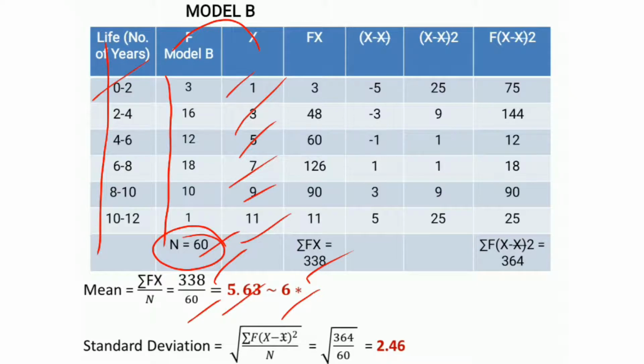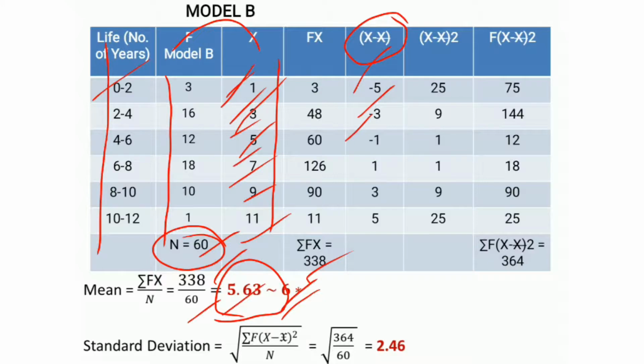Each value of x will be subtracted with 6, that is x minus x mean. 1 minus 6 is minus 5, 3 minus 6 is minus 3. Students are actually supposed to use 5.63, but then you'll get more decimal numbers. In order to simplify, you can use 6, the nearest value. 5 minus 6 is minus 1, 7 minus 6 is 1, 9 minus 6 is 3, 11 minus 6 is 5.